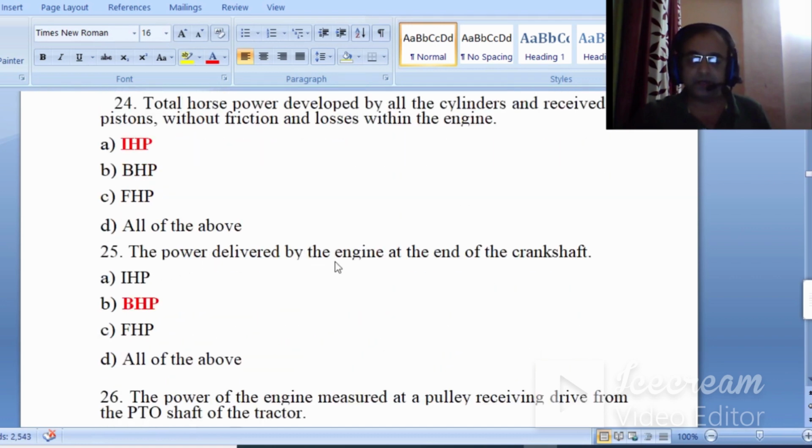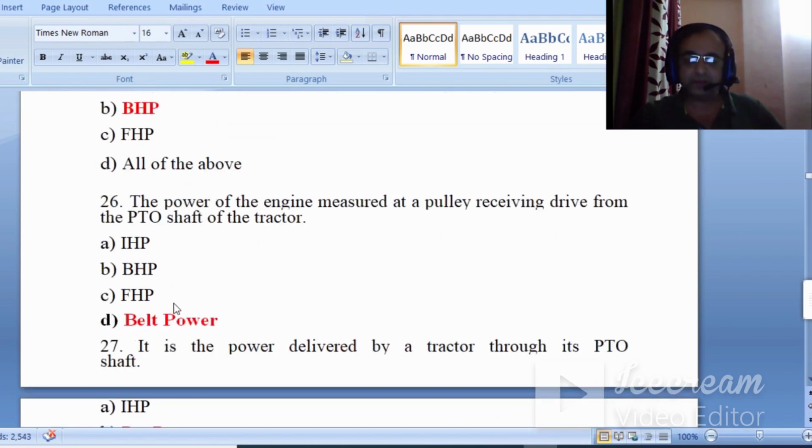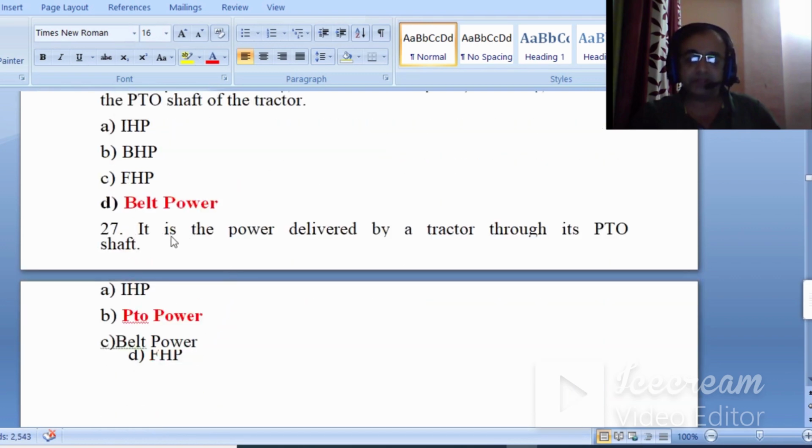The power delivered by the engine at the end of the crankshaft, meaning there are some friction losses also, but the power is actually received at the end of the crankshaft, is known as brake horsepower, or simply brake power. The power of the engine measured at a pulley receiving drive from the PTO shaft of the tractor is simply known as belt power. Then the next question: the power delivered by the tractor through its PTO shaft, power takeoff shaft, is known as PTO power.